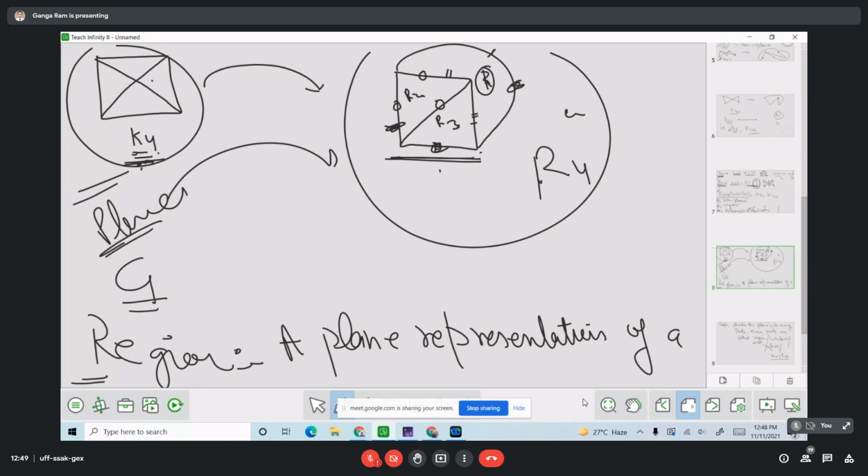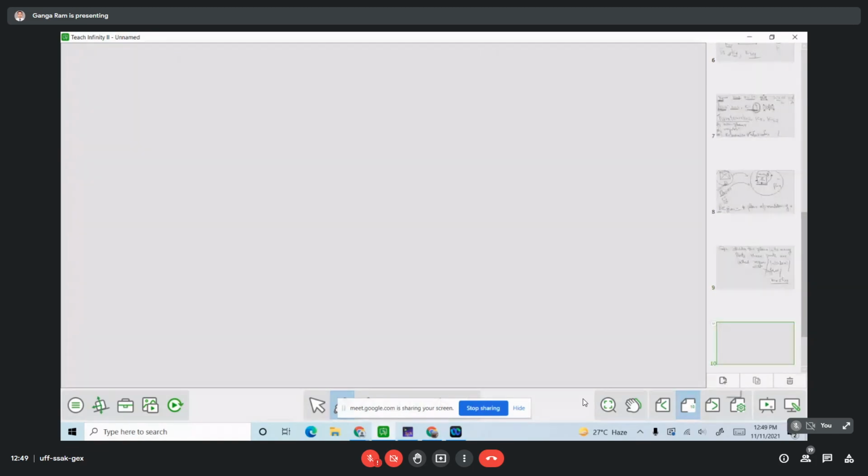Yes. Okay, again, how many regions does K3 have? Just two. The first region is bounded and the second region, the outside, is unbounded.